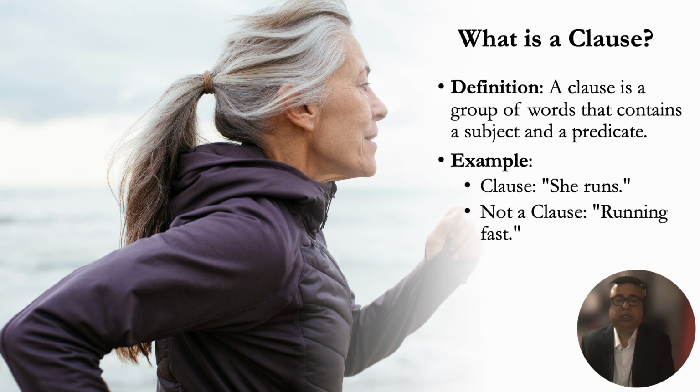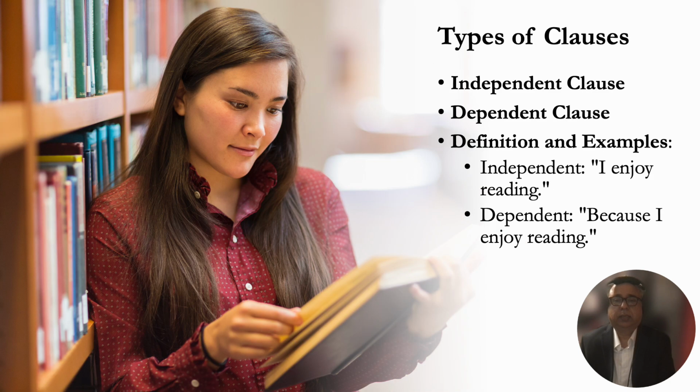Okay? "She runs." There are only two words, but that's still a clause and a complete thought. "She jogs every day." But what is not a clause is "running fast." That's an ungrammatical sentence because who is running fast? The subject is missing. So, again, a clause is a group of words that contain at least a subject and a predicate. All right? Okay.